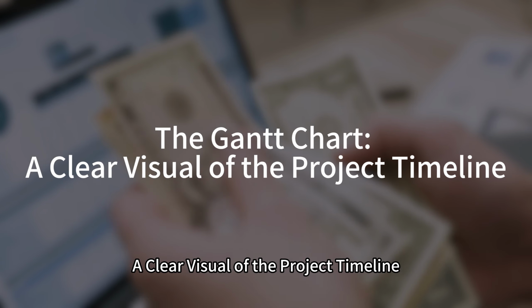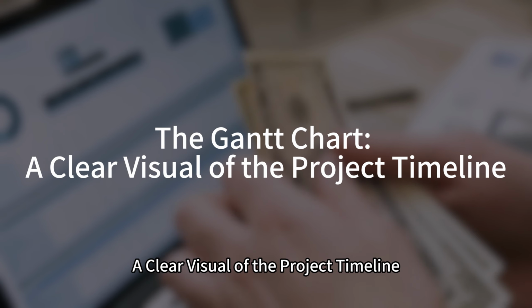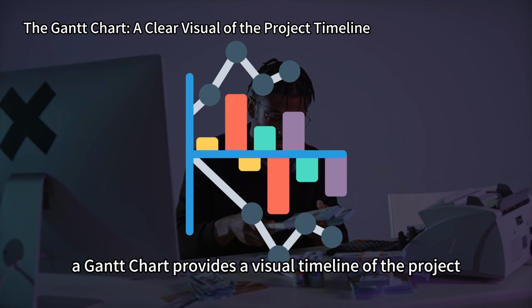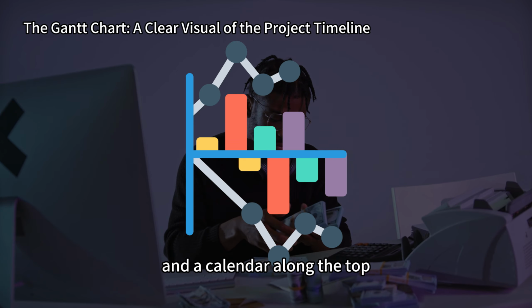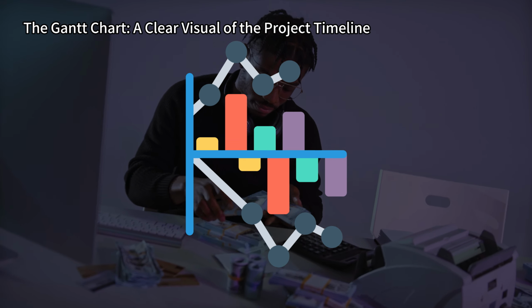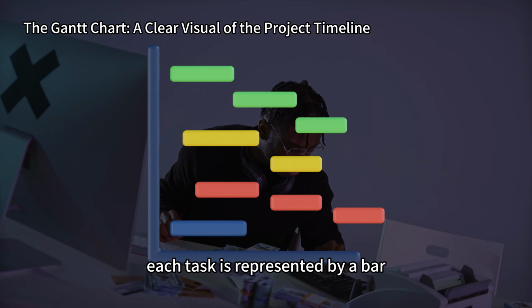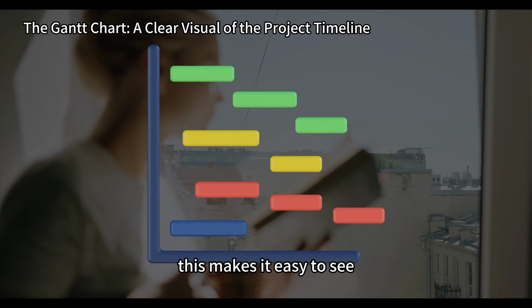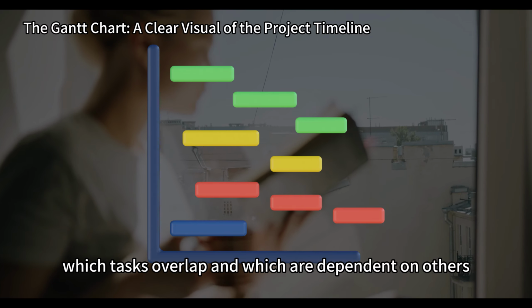The Gantt chart: a clear visual of the project timeline. A Gantt chart provides a visual timeline of the project, listing all tasks on the left and a calendar along the top. Each task is represented by a bar, showing its start and end dates. This makes it easy to see which tasks overlap and which are dependent on others.